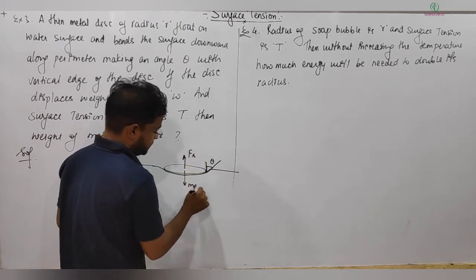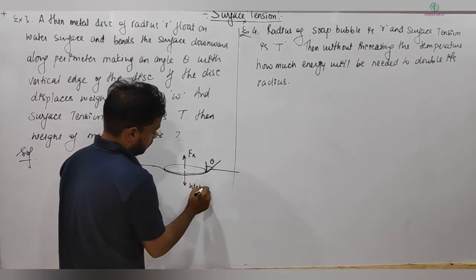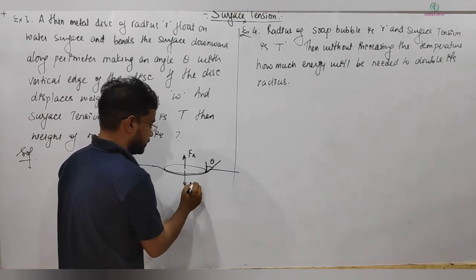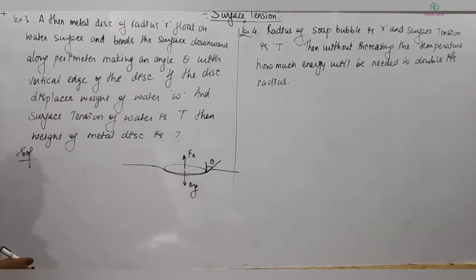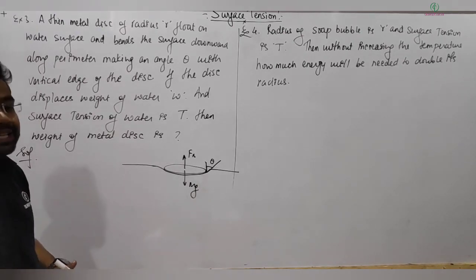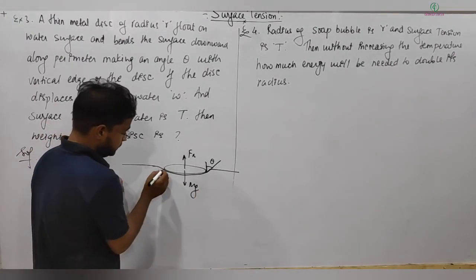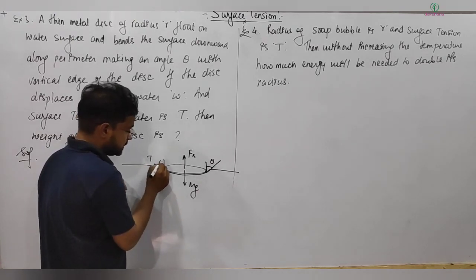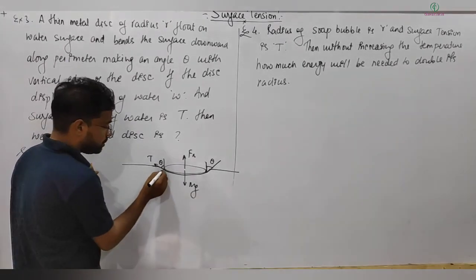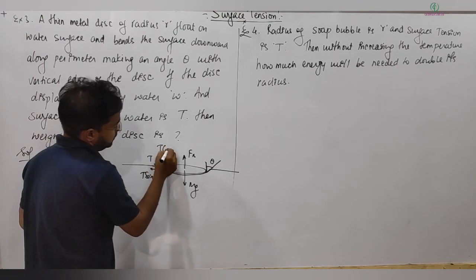Downward it's mg, or let me write weight of the disc, mg of disc. And the surface tension of the water is given as T, then the weight of the metal disc, so the mg value, you are asked to find. So first thing is here surface tension will be acting in this direction, and here this is the angle theta. So it will have two components, one along this T sin theta, another along this T cos theta.